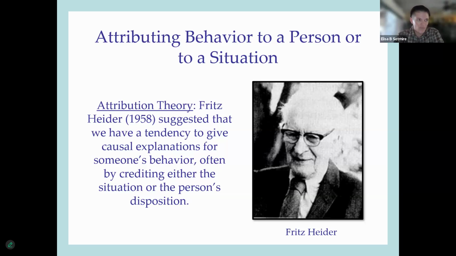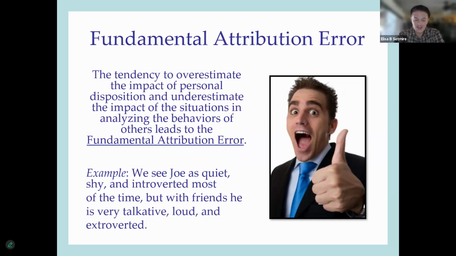And interestingly, we tend to go a little bit different direction depending on the situation and the person. What we tend to do is commit an error called the fundamental attribution error. It's a tendency that we have as people to overestimate the impact of personal disposition and underestimate the impact of the situations, especially when we're looking at the behavior of other people. And again, this is the fundamental attribution error. So we overemphasize personal causes for other people's behavior and underemphasize the personal causes for our own.